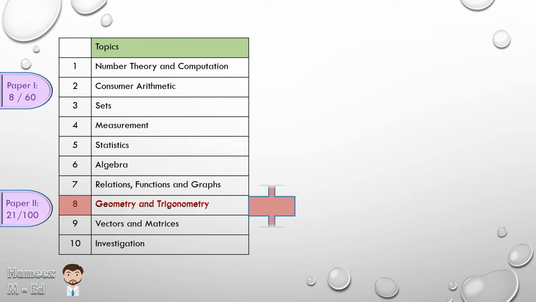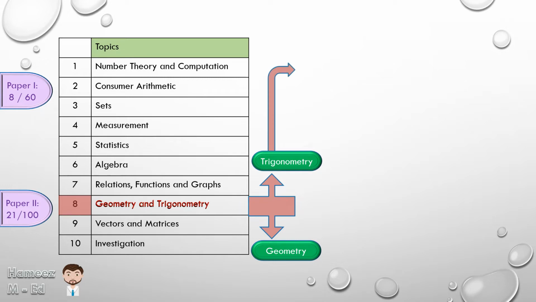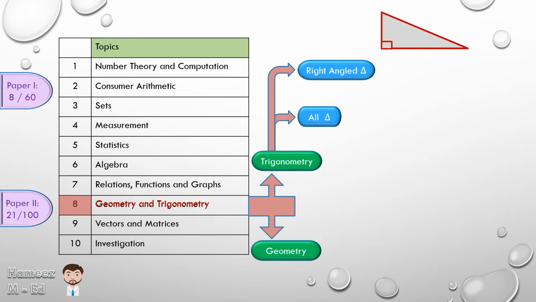Geometry and trigonometry can be subdivided into geometry by itself and trigonometry, of course. And trigonometry itself can be subdivided into two parts. The first being about right-angled triangles, and the second about all other triangles. In a right-angled triangle, as we can see from the diagram, there is an angle, let's assume theta, and the longest side is called H, or the hypotenuse, which is opposite the right angle.